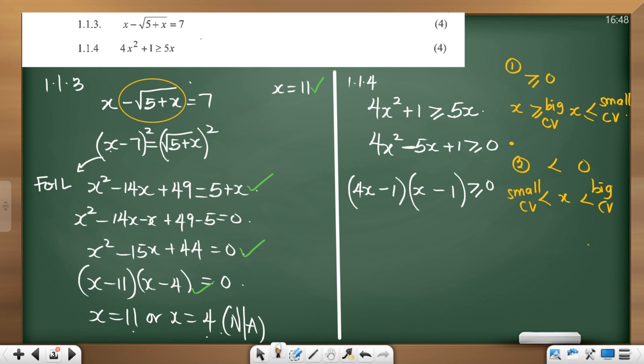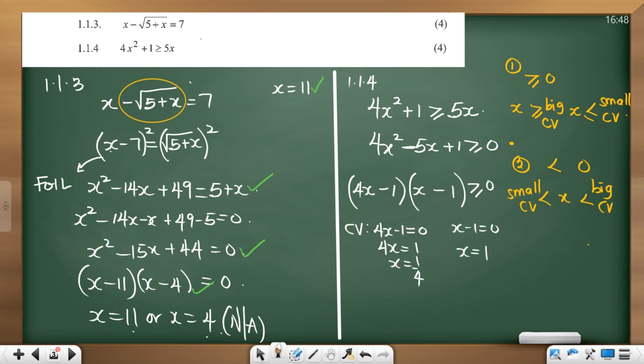Now, what are my critical values? I'll try to take things slowly here. To get my critical values, I would say 4x minus 1, check, is equal to 0. 4x equals to 1. X equals to 1 over 4. That is my first critical value. Or x minus 1 equals to 0.